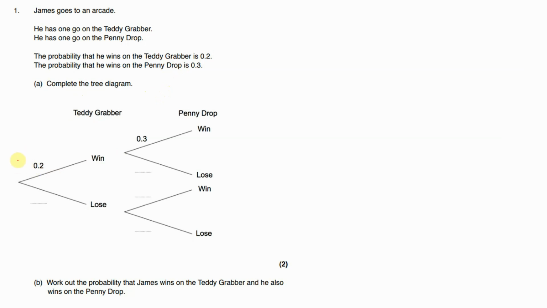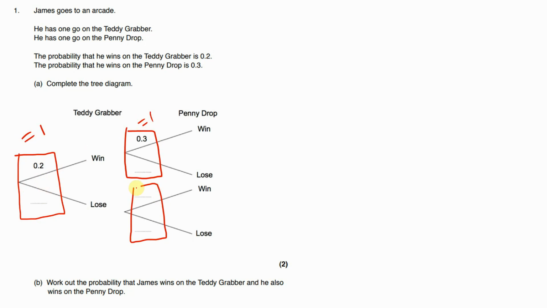Before we even look into what this question is asking us, there's things that we need to know about tree diagrams that happen constantly. So the numbers on the branches will always equal 1, no matter where we are on the diagram. And what I mean by that is, if this is 0.2, this must be 0.8. They must add up to 1.